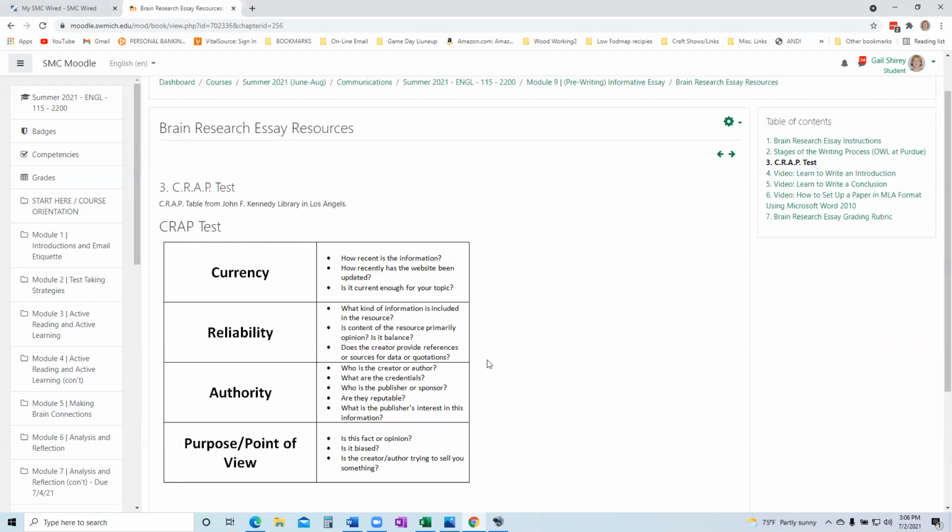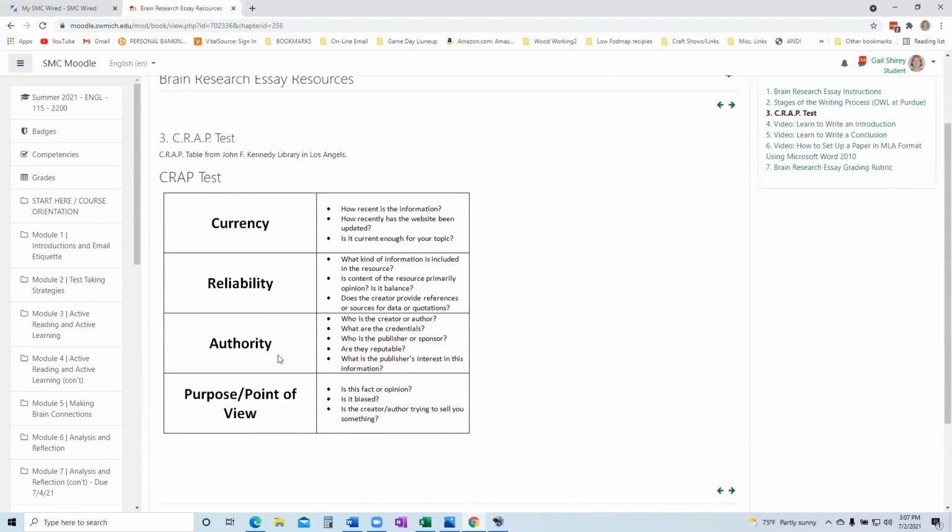So when you are looking for information on which to base your essay, in other words, when you're researching your topic, you're going to be looking at how current is that information? How recently has that website been updated? How reliable? What kind of information is it? Is it opinion? Is it balanced? Is it providing references? Do they provide a bibliography, or sources for the things that they're talking about on that website?